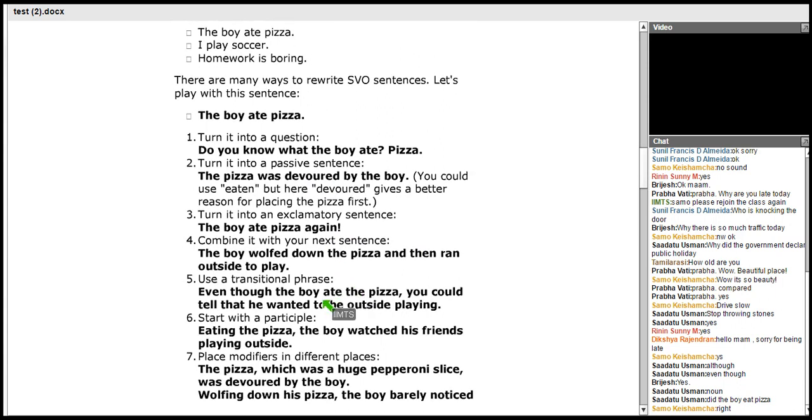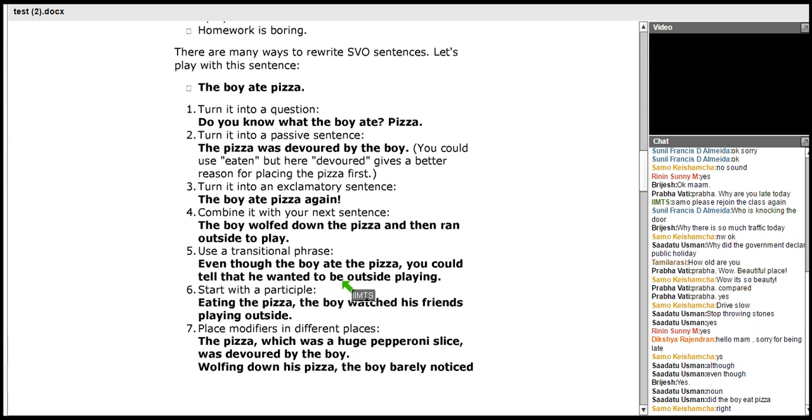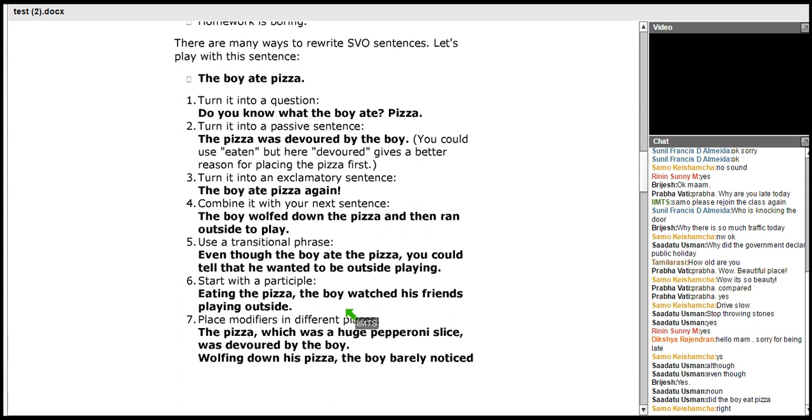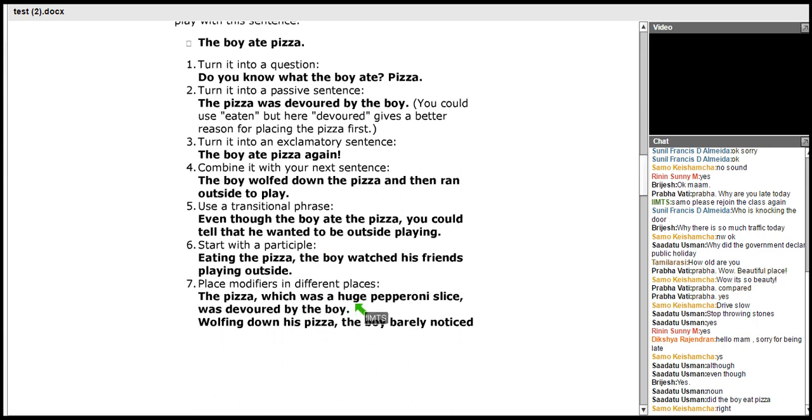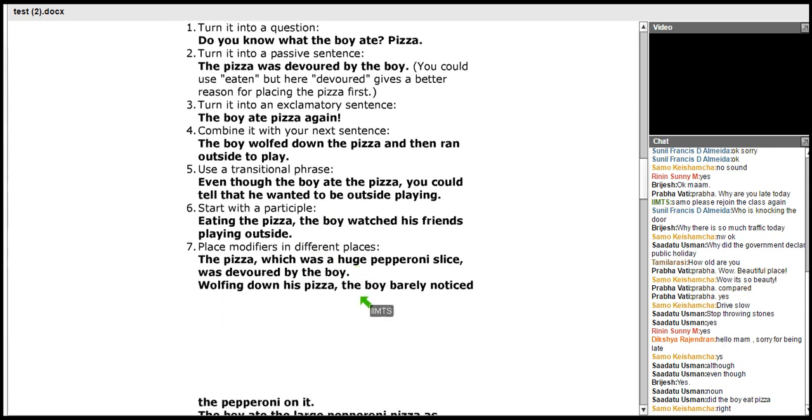Use a transitional phrase. Even though the boy ate the pizza, you could tell that he wanted to be outside playing. Start with a participle. Eating the pizza, the boy watched his friends playing outside. Place modifiers in different places. The pizza, which was a huge pepperoni slice, was devoured by the boy. Fine?